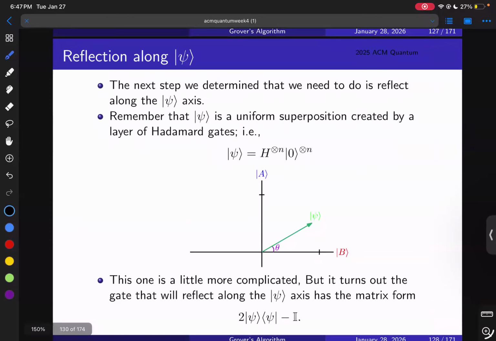And so it turns out that the matrix form of the gate that will reflect along the psi axis has this form where you take 2 times ket psi bra psi minus the identity. And that looks very confusing right now, but let's quickly just show that it works. I kind of just threw it at you, and then we'll show that it works, and then you've kind of proven that it works.